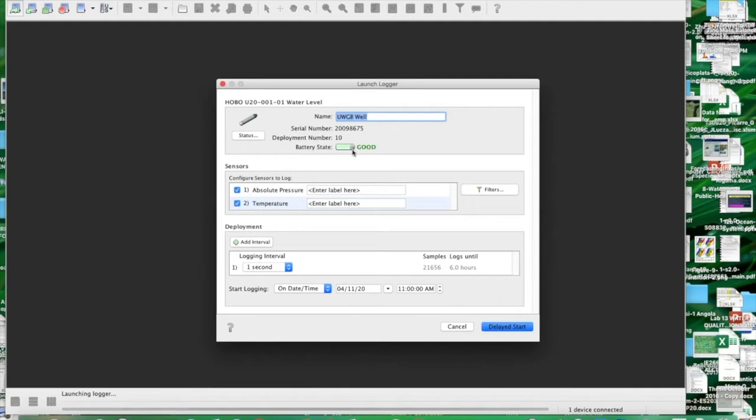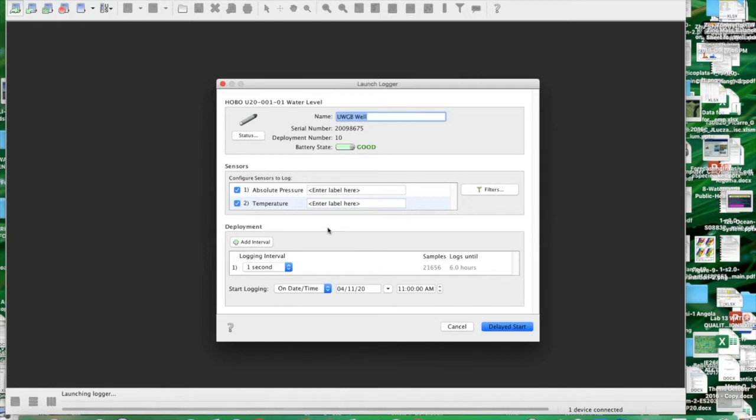This thing is a lithium-ion battery that lasts for several years, and then you have to service it by sending it into the company. You can have it sense pressure, sense temperature, and so on and so forth. But for the most part, what's important for us is we need to determine the logging interval.